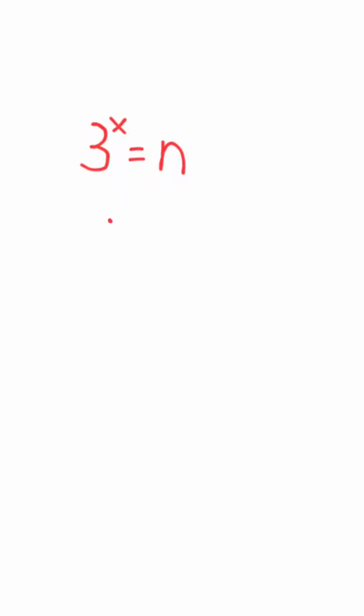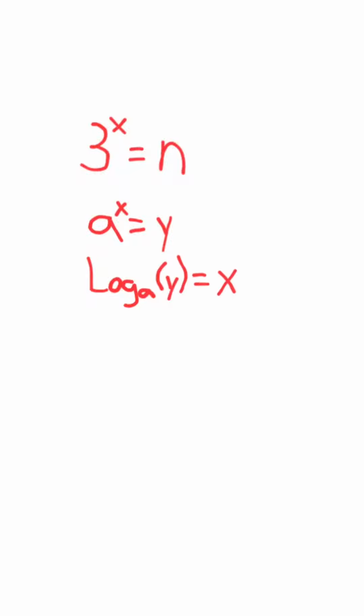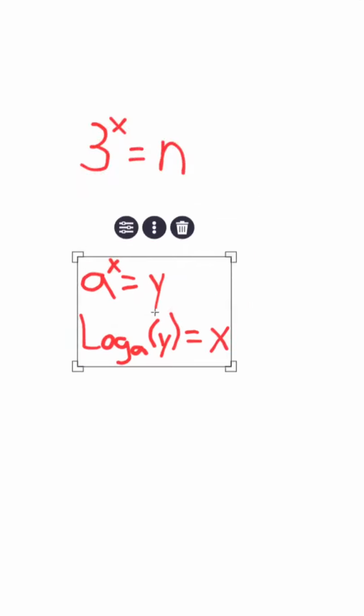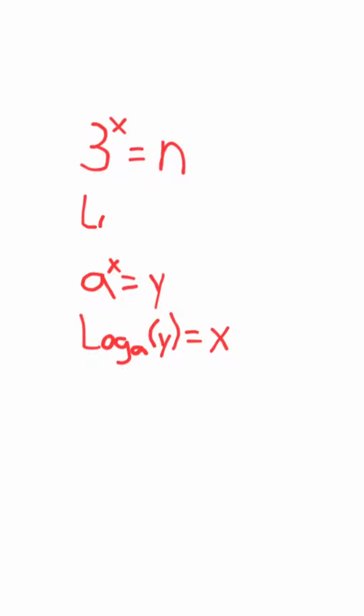Well, let's try rearranging this equation using some properties of exponents and logarithms. Because whenever we have some number a to the x power and we know it's equal to y, another way of writing that is log base a of y is equal to x. So we can rewrite 3 to the x equals n as log base 3 of n is equal to x.